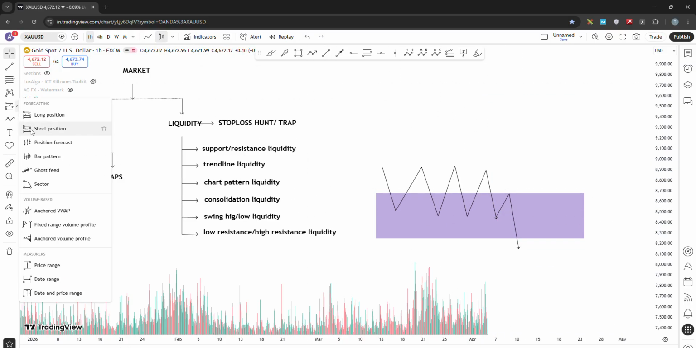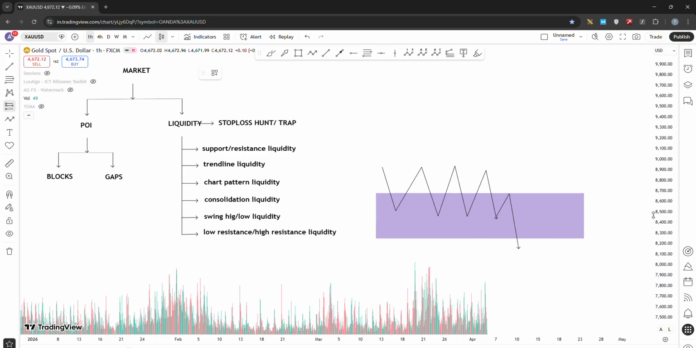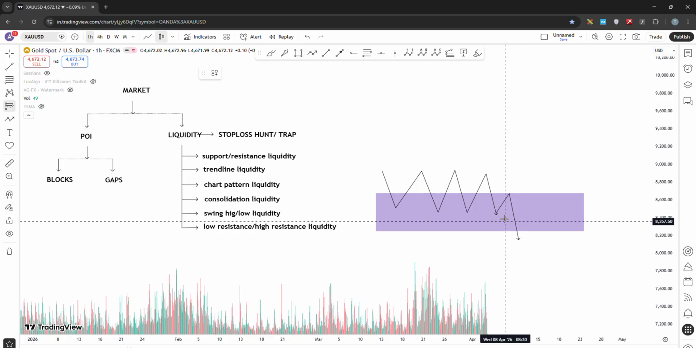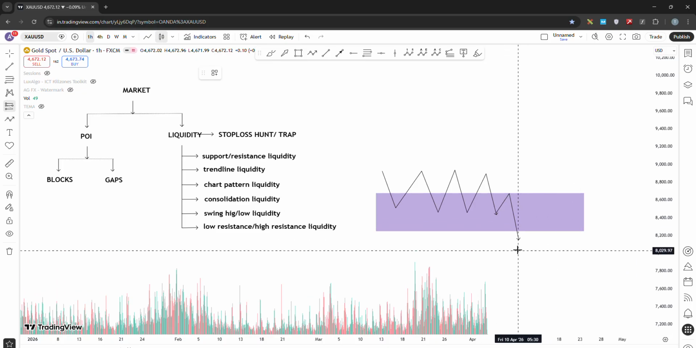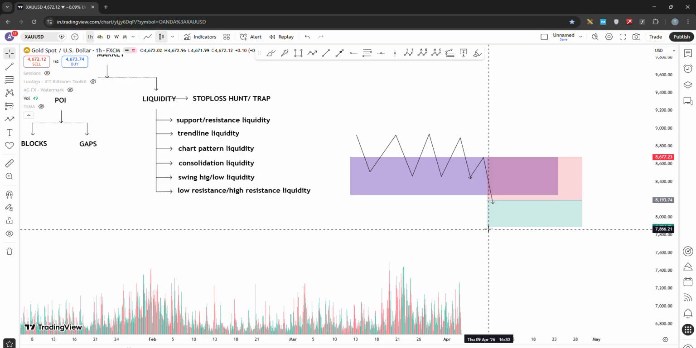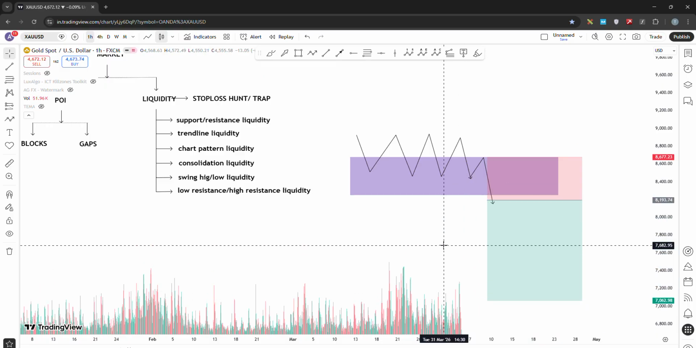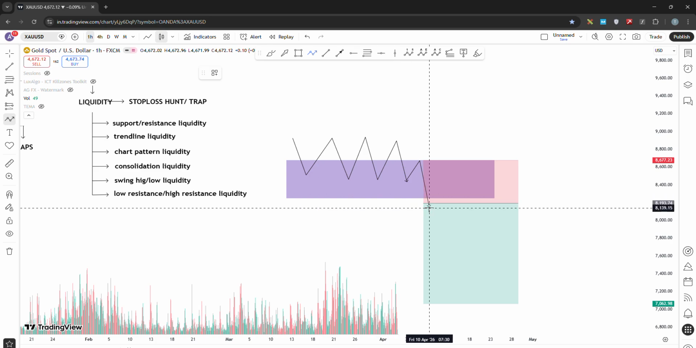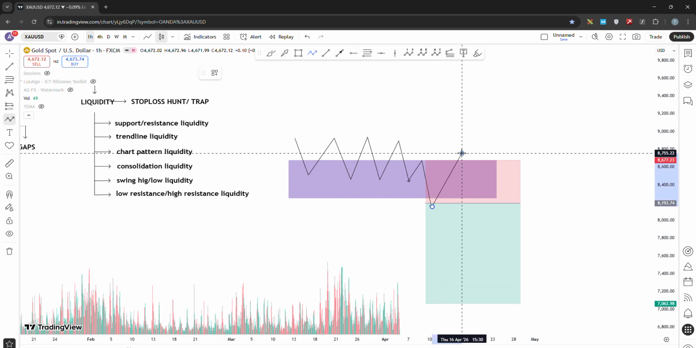Once the stop losses of the buyers have been taken, the market breaks the support. Now the sellers come into the picture, because they're expecting that the market could not hold this support anymore, so the market is going to drop from here. They will look to sell, put their stop loss above the last high, and target the next lows. But the market will take them out also. The market is going to hunt their stop loss too.